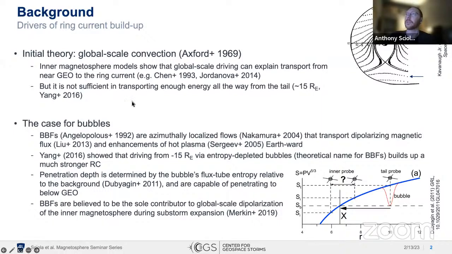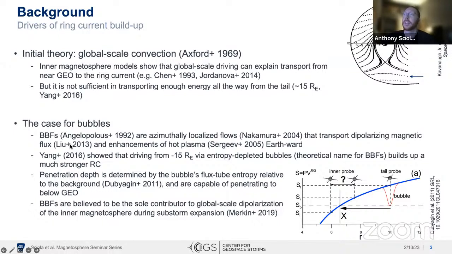Intermediate models have shown that global scale driving can explain transport from around near geo down to the ring current. But there's some other models that have suggested that this global scale field is not sufficient in transporting enough energy all the way from the tail. And so on the other hand, bursty bulk flows, or BBFs, have been observed for a long time. They are azimuthally localized flows that transport dipolarizing magnetic flux and enhancements of hot plasma earthward.